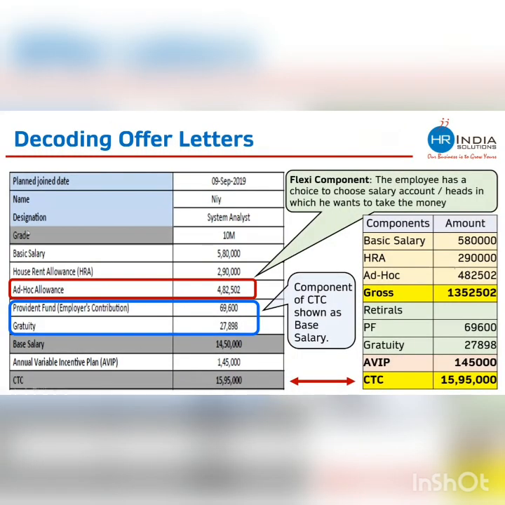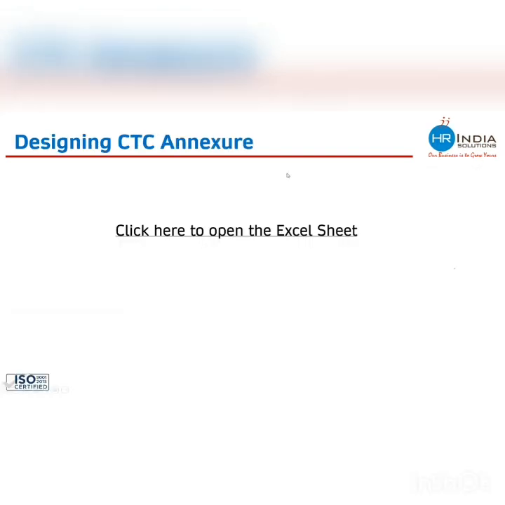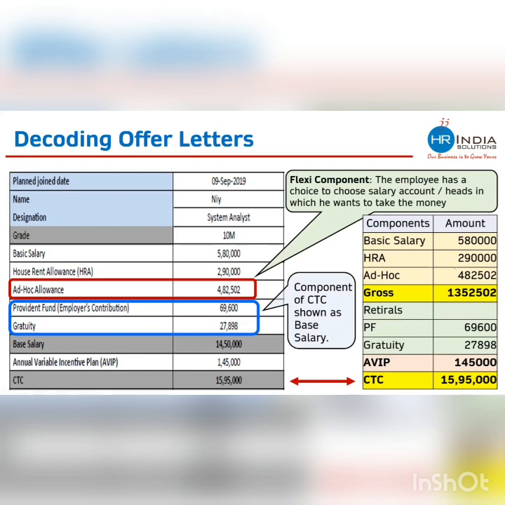If you see here, we have corrected it like this. This can be written like this: basic salary, HRA, and ad hoc allowance will give us the gross salary of the employee. And in the retiral section, we can add the provident fund, the gratuity, and annual variable incentive plans, and we get the complete CTC of the employee. This can be written in this way, but the other way is completely wrong. So these are the examples of the annexures we were looking at.